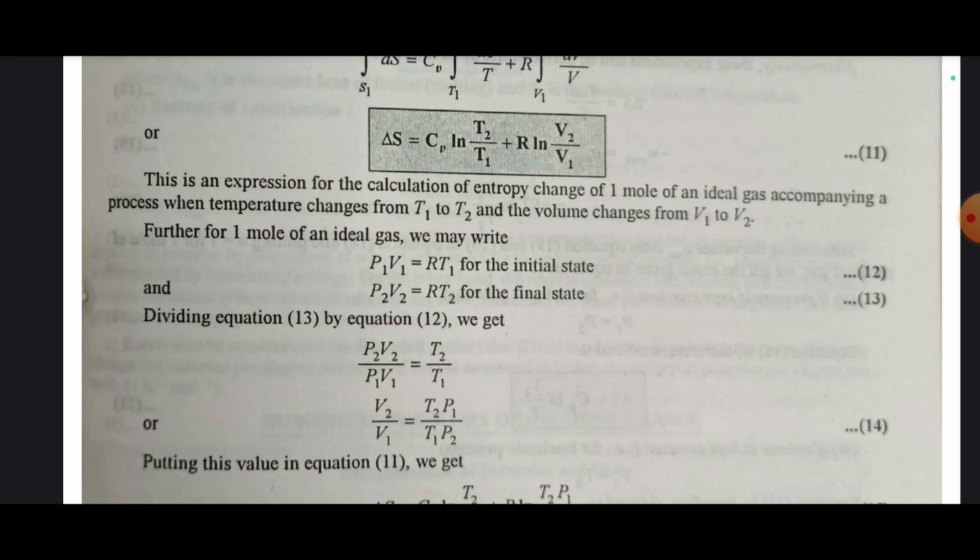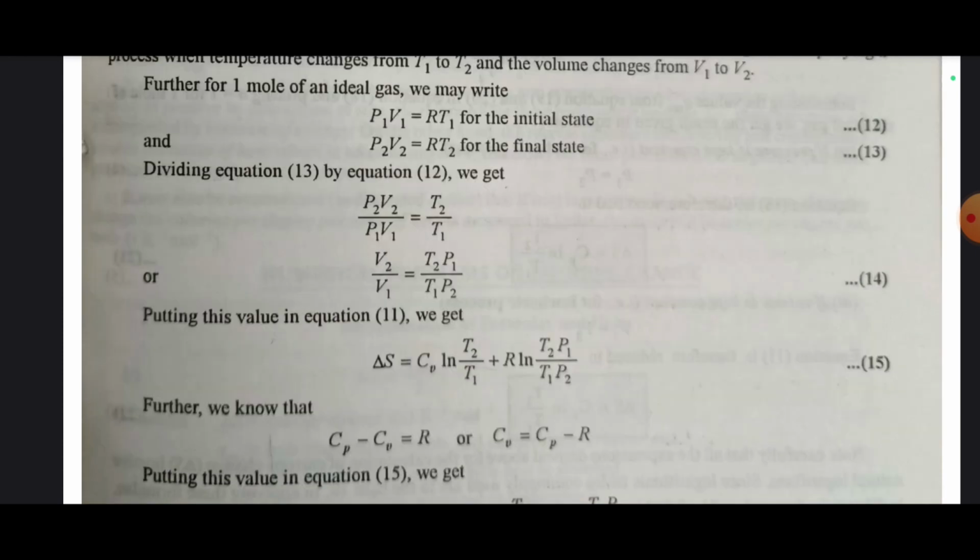Further, for 1 mole of an ideal gas, we may write P1 V1 is equal to RT1 for the initial state and P2 V2 is equal to RT2 for the final state. On dividing these two equations, we get V2 by V1 is equal to T2 P1 by T1 P2, which is equation 14. On putting these values in equation 11, we get ΔS is equal to Cv into ln of T2 by T1 plus R into ln of T2 P1 by T1 P2.